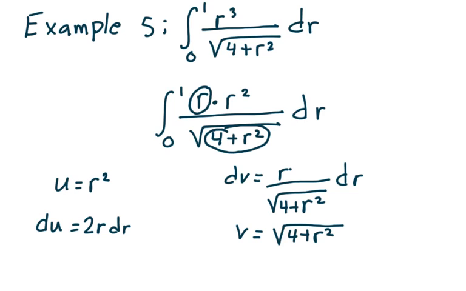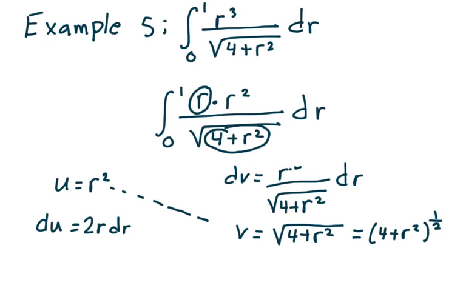Make sure you're convinced of that. When you take the derivative, remember that this is equal to 4 plus r squared to the 1/2. So when you take the derivative, you get 1/2 of 4 plus r squared to the negative 1/2, but then you're multiplying by 2r, and the 1/2 and the 2 will cancel, and you're just left with that r. So v will be the square root of 4 plus r squared. And so I'm going to go uv.